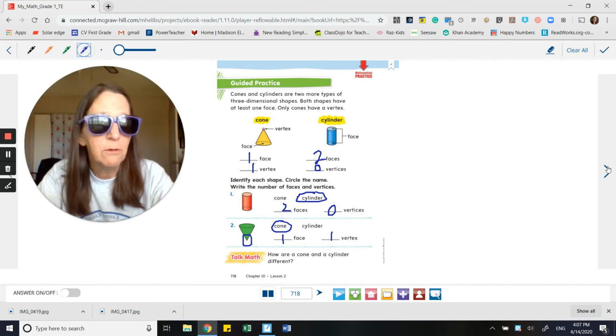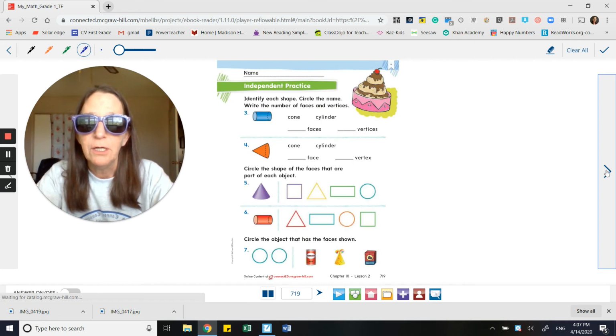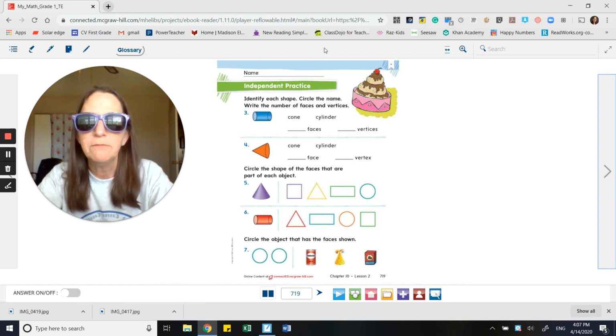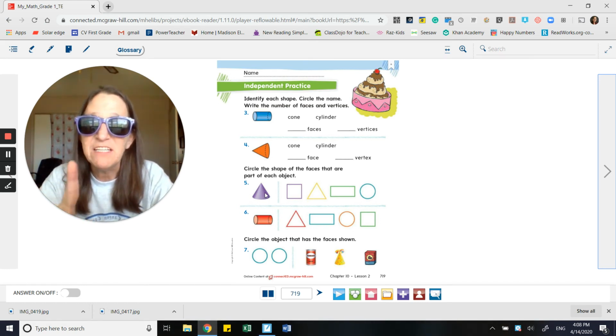All right. Well, you know what? I know you're going to be able to do this page all by yourself. You're going to do the same thing we did. Tell me if this is a cone or a cylinder. Circle it. How many faces, vertices? Same with this one. Okay. Easy peasy. Over here, remember we talked about faces?